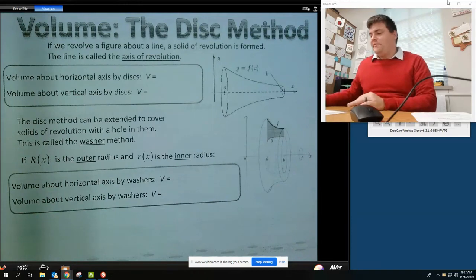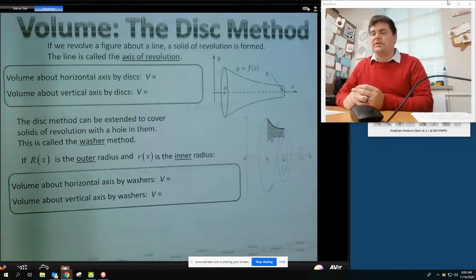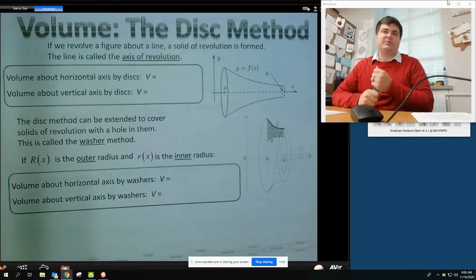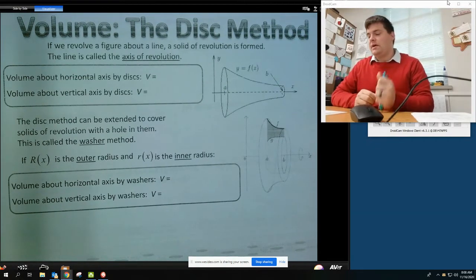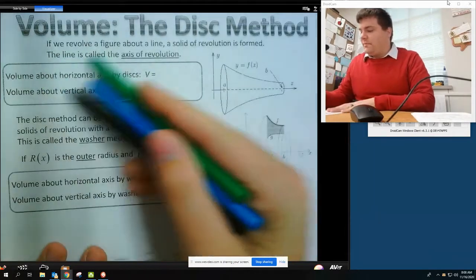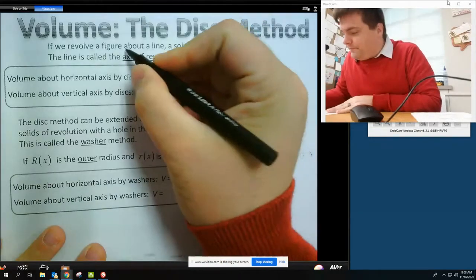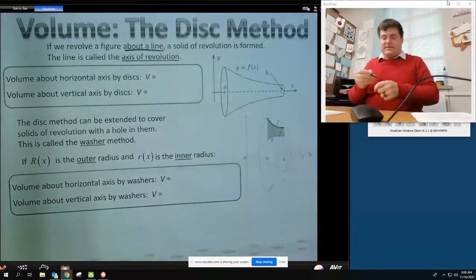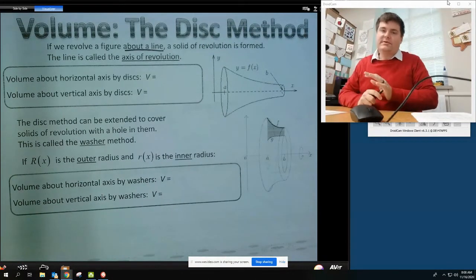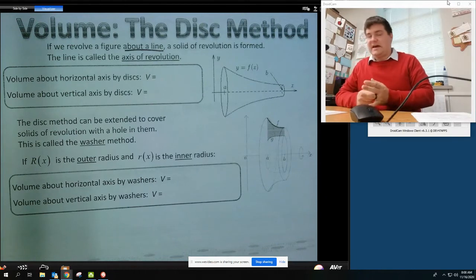Video here on volume using the disk method. This is finding the volume of any type of function that gets rotated around the y-axis, x-axis, or some type of vertical or horizontal line. If we revolve the figure about a line, by the way, that's the verbiage we use, about a line, so it would be about the x-axis, about the y-axis, about the line x equals 1, the solid of revolution is formed. The line is called the axis of revolution.